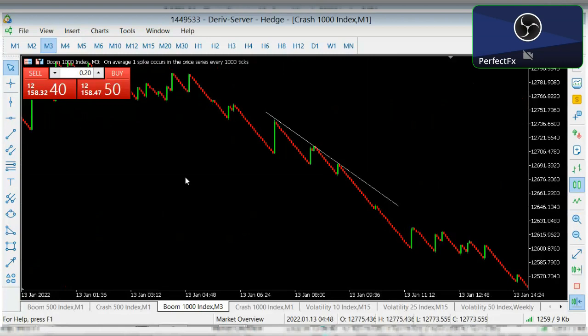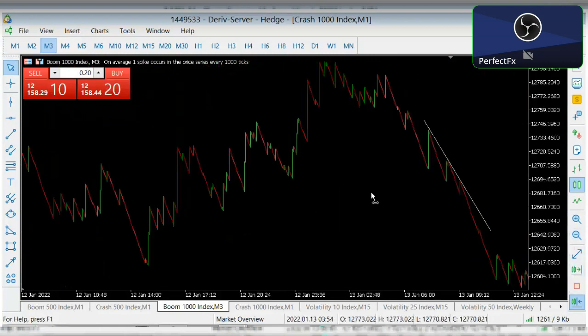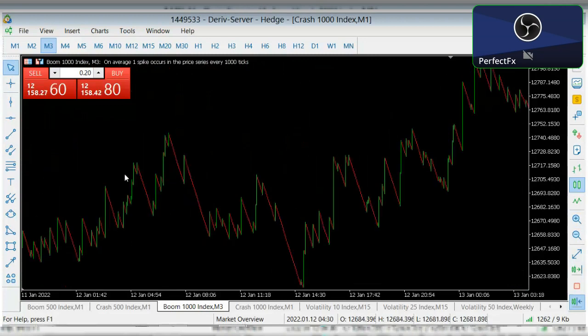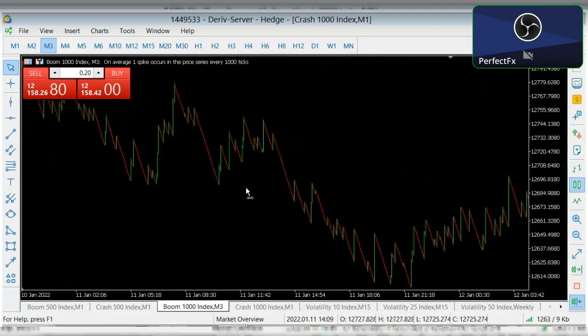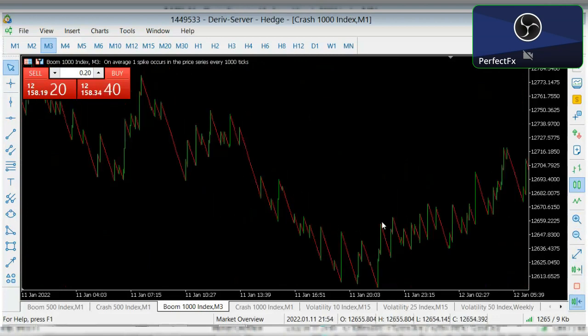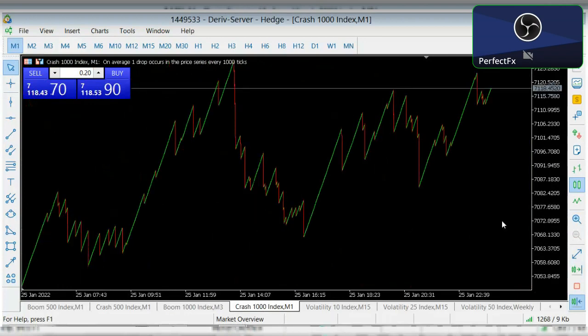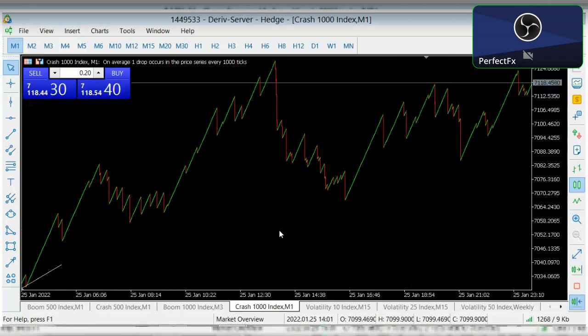You would have scalped your 5 to 10 candles and you would have exited the market. I said 5 to 10 candles and then you exit the market. Okay, let's go to the crash 1000 index to look out for entries also.